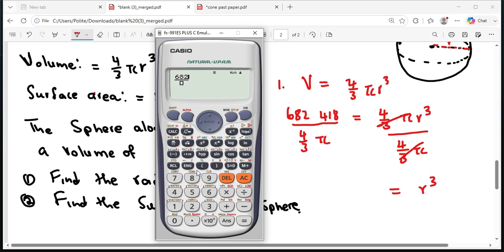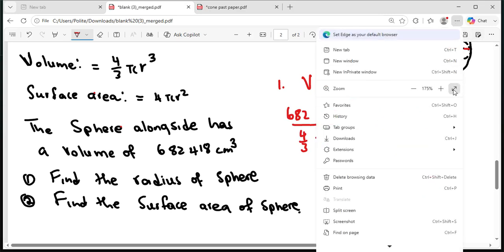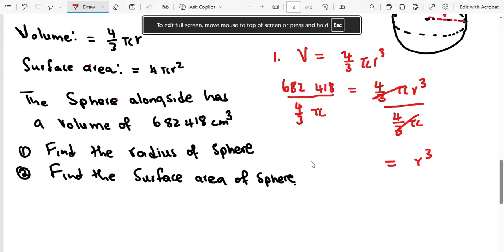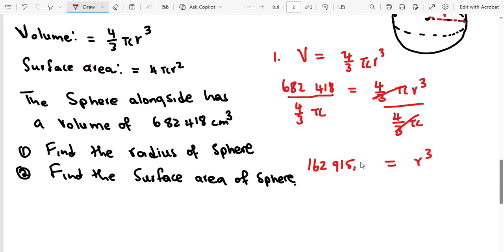682,418 divided by 4 over 3 pi. Okay, let's see. This is 162,915. I'm just going to write it here: 162,915.29. Please don't run off.